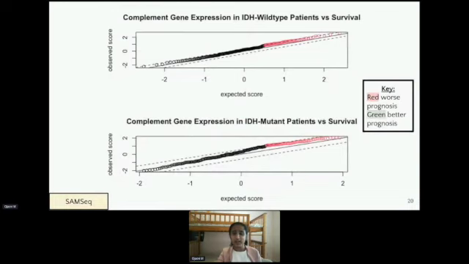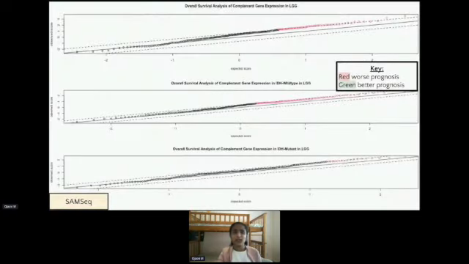In IDH wild type and mutant, 62 genes were associated with worse prognosis. In low-grade glioma overall, 55 genes were associated with worse prognosis. Analysis across the IDH mutational subtypes in low-grade glioma are shown below. In IDH wild type, 76 genes were associated with worse prognosis compared with IDH mutant, where only 18 genes were associated with worse prognosis.